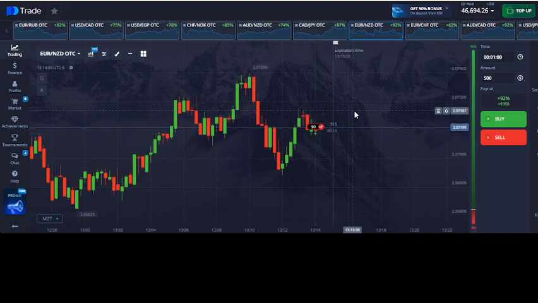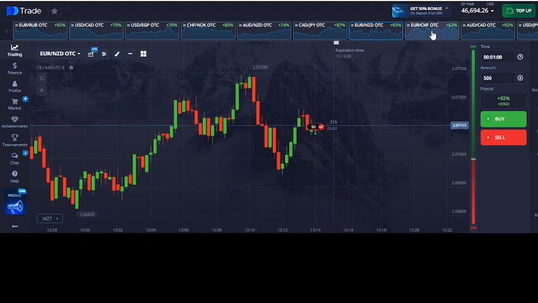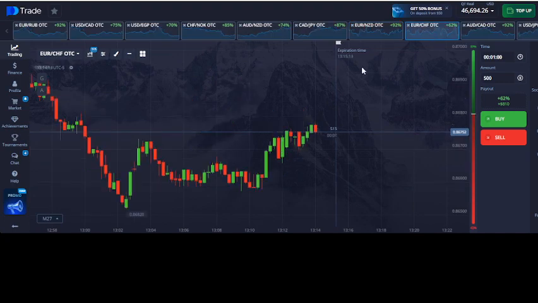Okay, we lost that trade. No problem. Let's keep going here. Not gonna win every trade, but let's look for some more gaps.